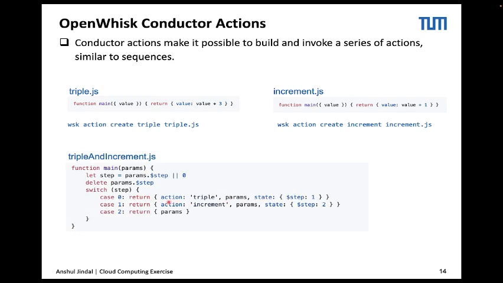You can see over here, it's a triple action, so it goes to the triple function and passes the parameter specified by the user, which is the value you want to triple. Once that is done, it passes on to the second stage, which is the increment action. Once I have triple plus 1, it then returns the actual result to the user itself. So this is how you can create it. You have to specify that it's conductor true.